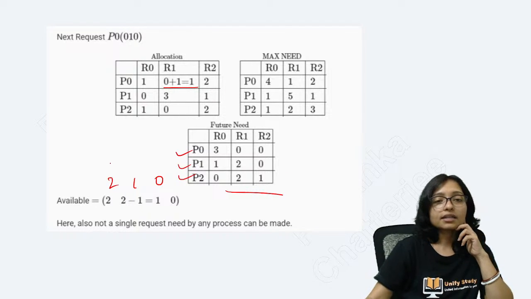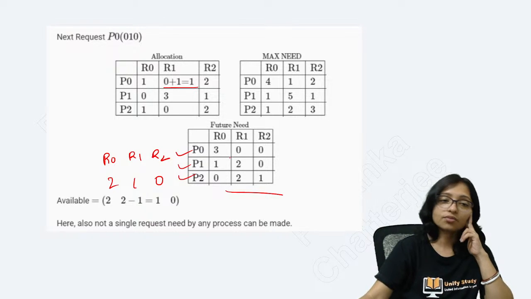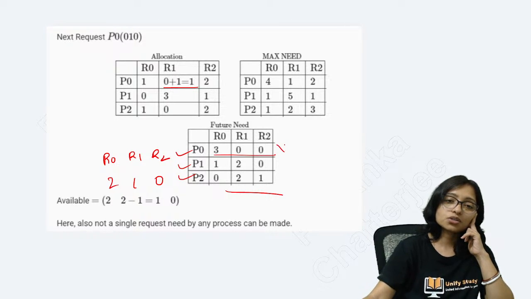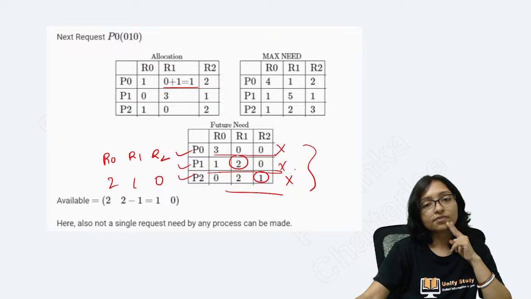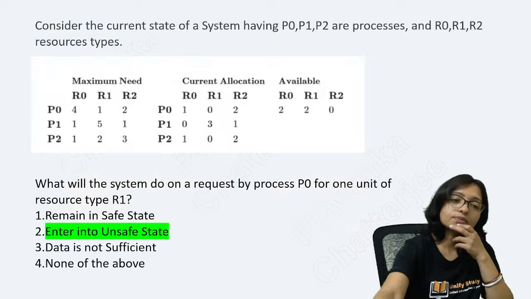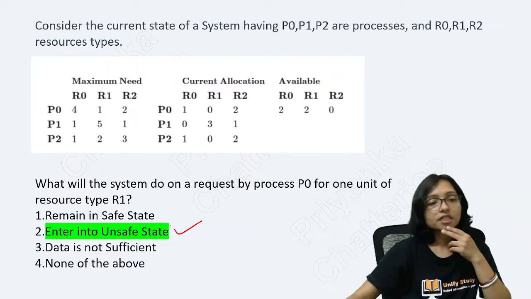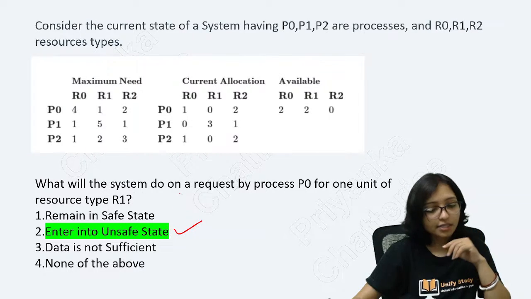Now out of that, this is availability R0, R1 and R2. Any one of them you cannot satisfy. This one also not. Here this one also not, because here it's required 2. This is also not. Here it's required 1. That is also not. Any one of them you cannot satisfy the request, and that's why it will be in unsafe state. So it will enter into the unsafe state.